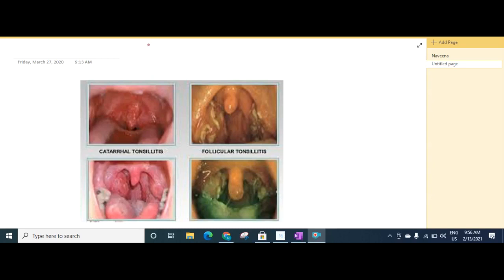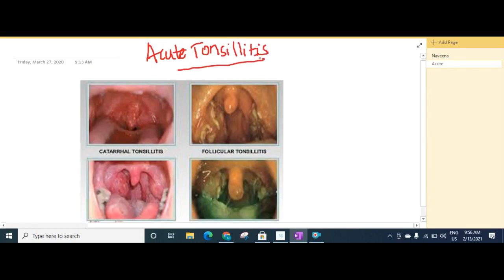Hello friends, let us now learn some important points about acute tonsillitis. Acute tonsillitis is more common in school-going children than adults. Most commonly it is due to viral infection, followed by bacterial infection.